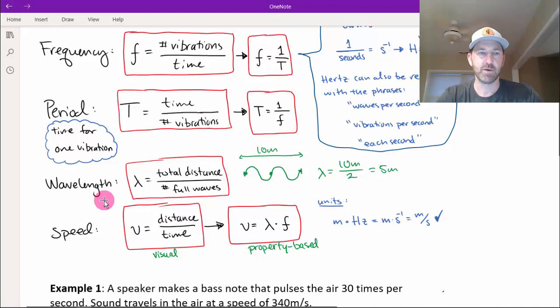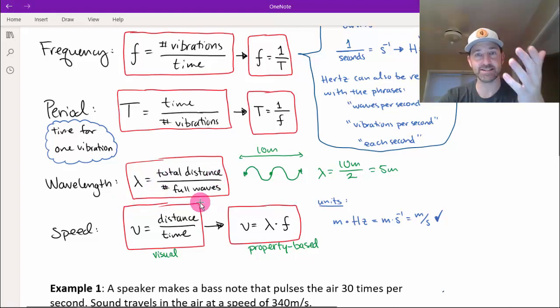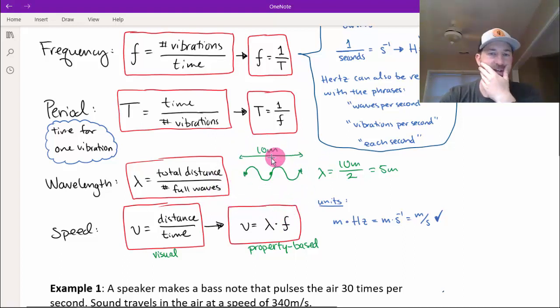Wavelength and wave speed. Wavelength we define as the length for one wave. However, you can also look at it as the total distance divided by the full waves that exist in that total distance. So for instance, in this little diagram off to the side, it says 10 meters of distance and there are all these waves going on.